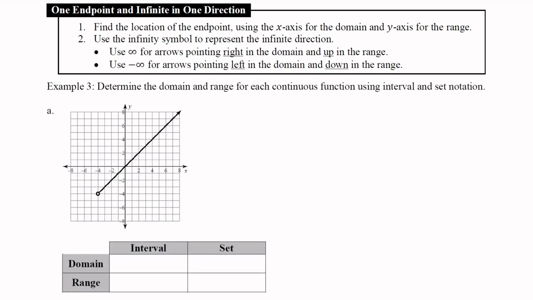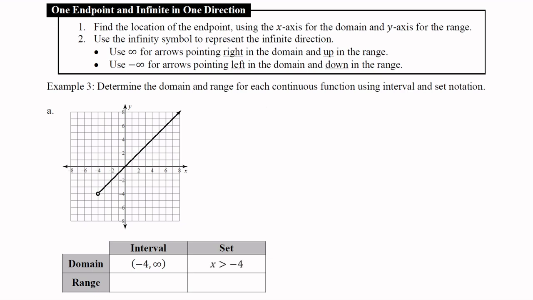So let's do an example. For A, we are not including -4 on the left-hand side, but then we have an arrow on the right-hand side indicating that we're going infinitely in the positive x direction. And again, when we have infinity or an arrow, we're not including it. So in interval notation, we're going to have a parentheses on both sides because we're not including -4 and we never include our infinity. In set notation, it's just all values that are greater than -4.